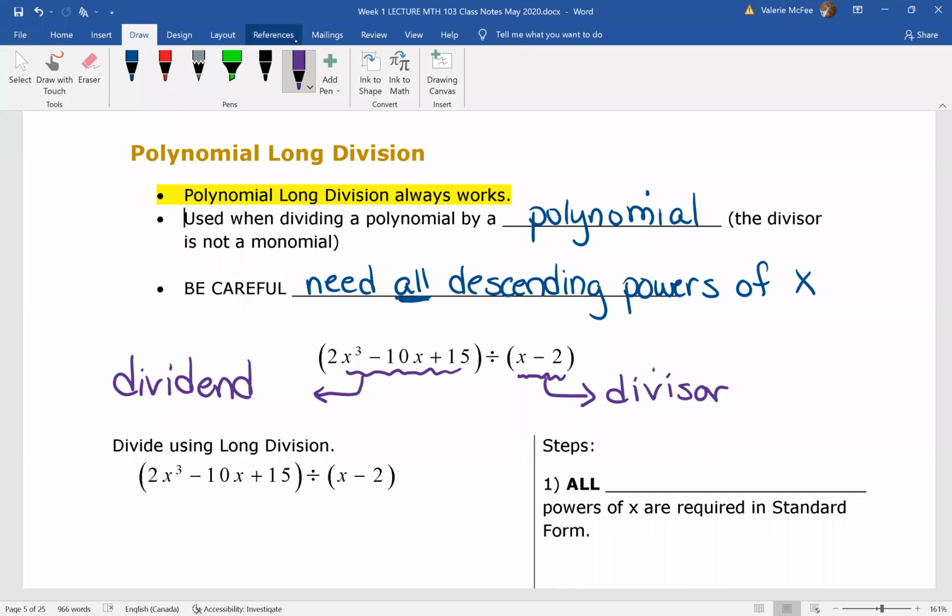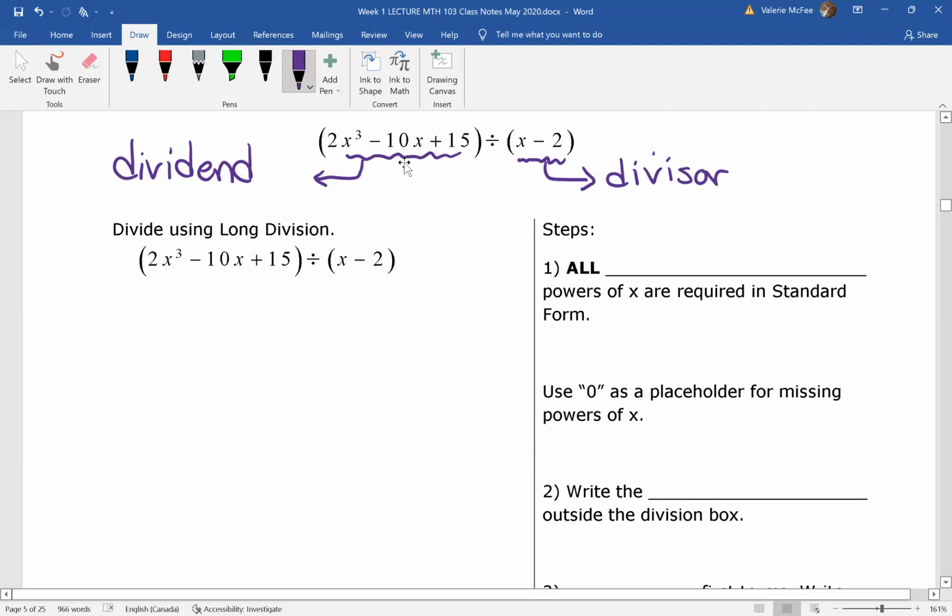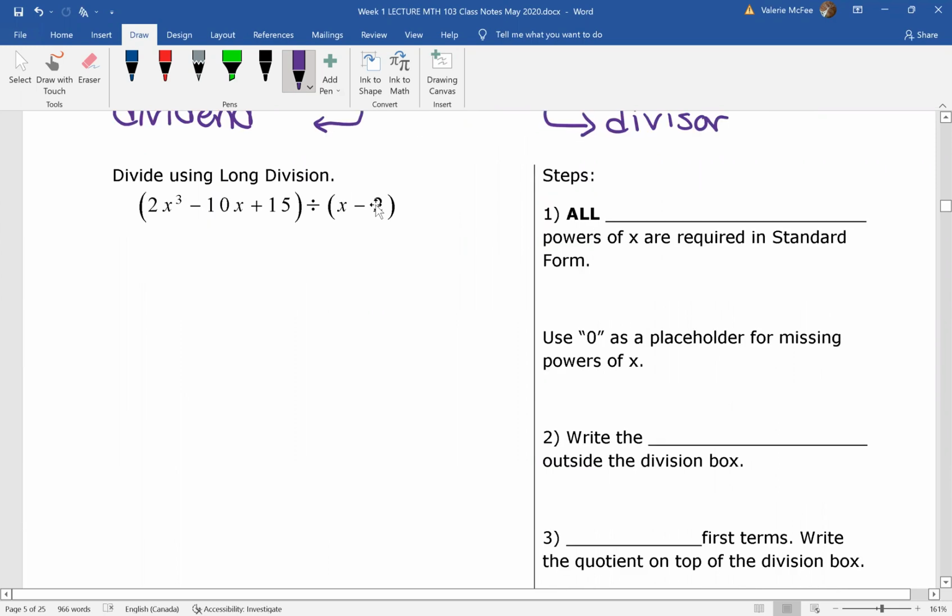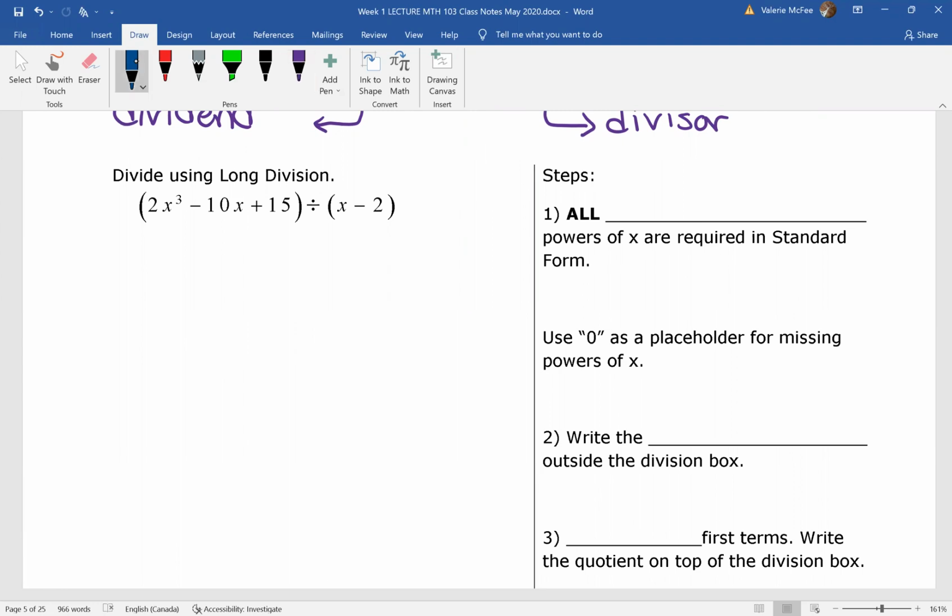Now, polynomial long division, which I hope you learned in Math 99 and still remember, is a long process. So like I often do, I've given you some steps to practice. If you haven't practiced for a while, make sure you memorize, relearn these steps. They're going to be important. So the first step is that all descending powers of x are required.